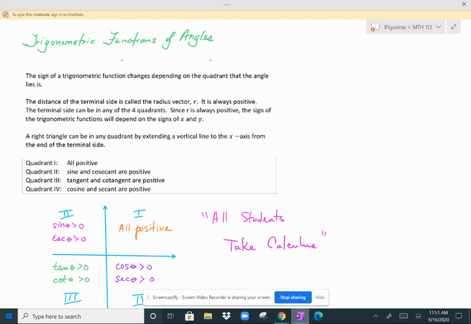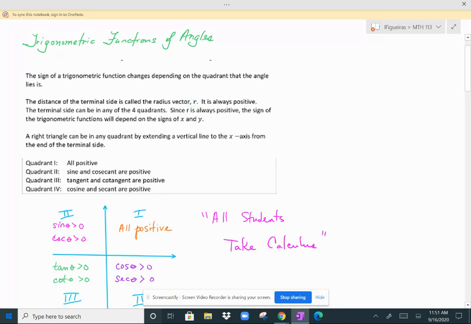Hi, this lesson is about trigonometric functions of angles. The sign of a trigonometric function changes depending on the quadrant that the angle lies in. The terminal side of that angle is called the radius vector r. When we were looking at this in terms of triangles, r was the hypotenuse of the triangle.